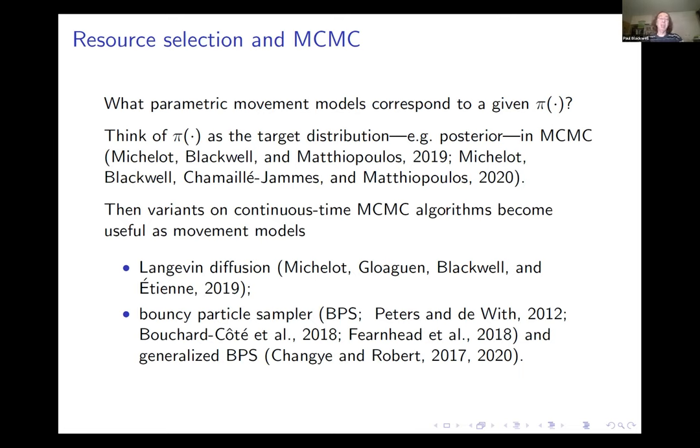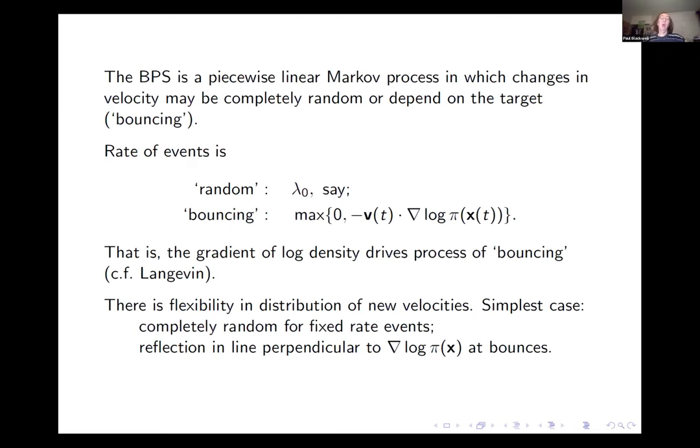But then another more recent class of continuous time MCMC algorithms is the bouncy particle sampler and variations on that, which I'll just explain very briefly. The idea is that it's a piecewise linear process that has changes in velocity, which are determined by the gradient of the log of the target distribution. So this has been developed as an MCMC algorithm for exploring a target distribution, but it links very closely with the movement models that I was talking about that are also piecewise linear.